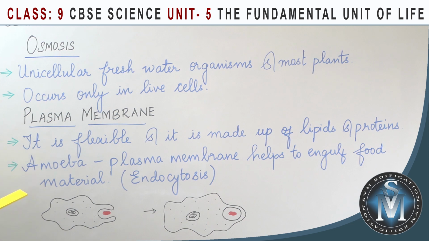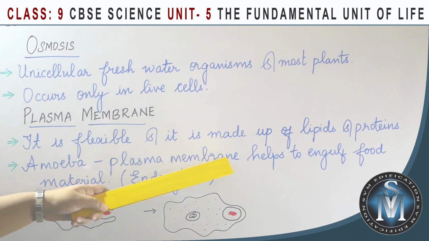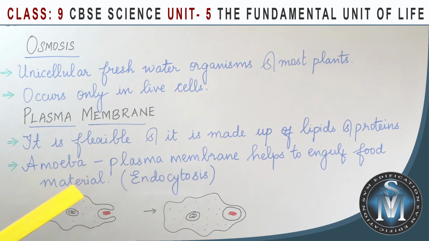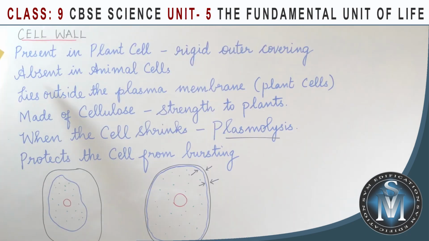In an organism called amoeba, it has a flexible plasma membrane which helps to engulf food material, and this process is known as endocytosis. I have represented it as a diagram. Here the amoeba puts forward its flexible plasma membrane in the form of a pseudopodia and it engulfs the prey, that is the food material, and then it encloses it within the food vacuole where the food gets digested and ingested. We will see the continuation of this in our next video.